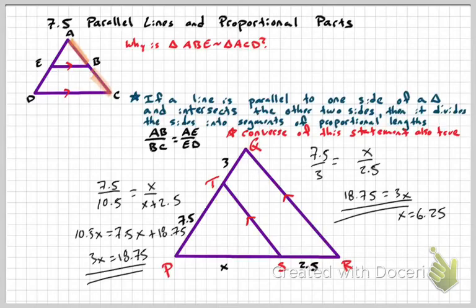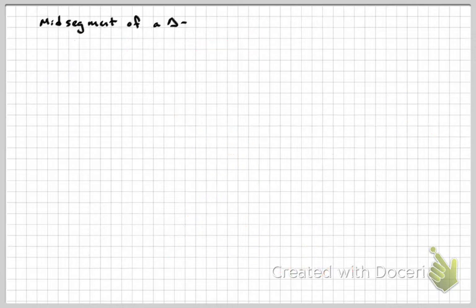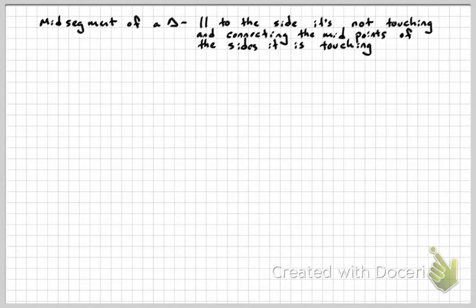So if I go back really quickly over here, okay, it would look like this. However, this length and this length would be the same, and this length and this length would be the same. Okay? So the mid-segment of a triangle is parallel to the side it's not touching, and it's connected to the midpoints of the sides it is touching.